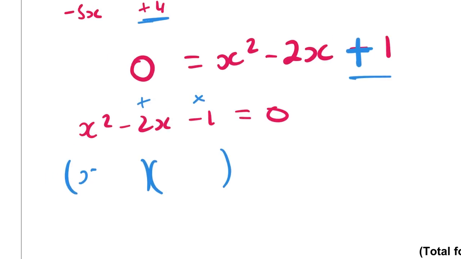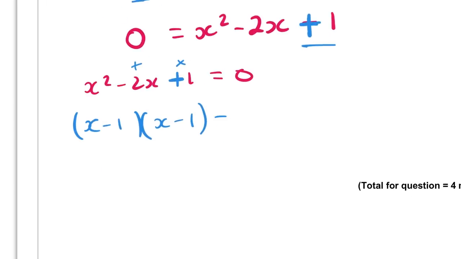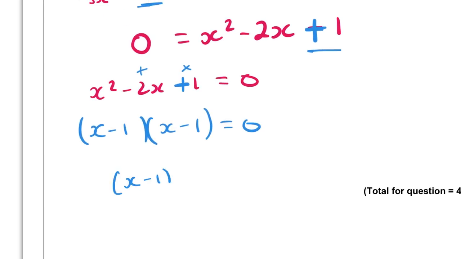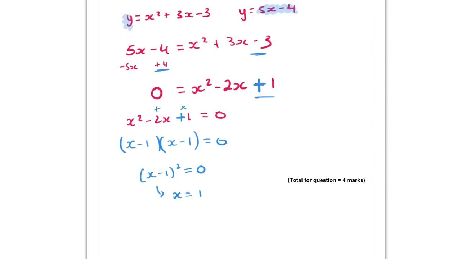And remember, just take your time. So adds to give me positive 1. Okay, so that's two negative 1s. They multiply to give me positive 1 and add to give me minus 2. So that means x equals 1.